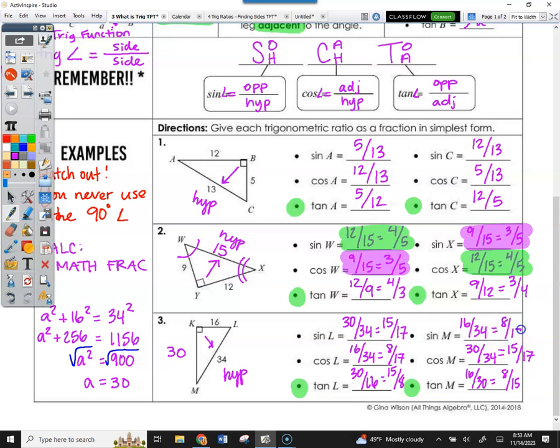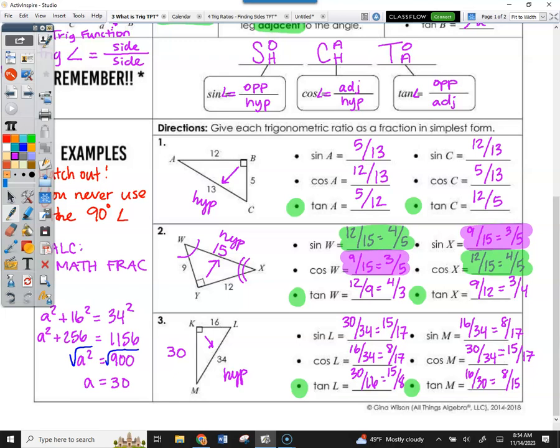Now, that is only because they're in the same picture, okay? That's only because they're in the same picture. If sine M was referring to a different picture, then you don't have that relationship. Different picture, you're going to have to do the problem like normal.